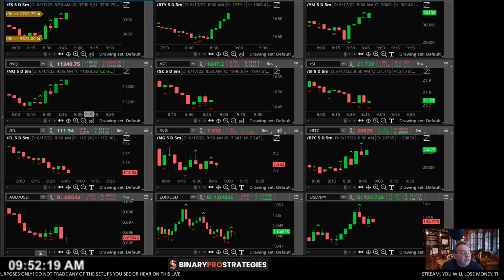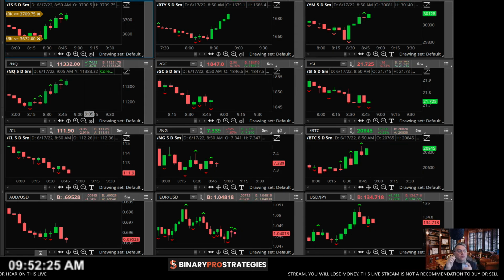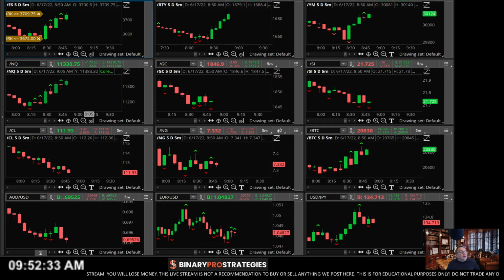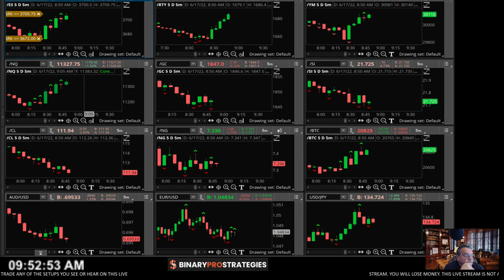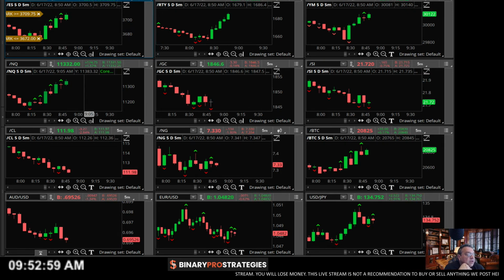Euro US is trying to set up a double. We'll see if that holds. Yeah, the yen, I see that short on the yen. I like this Euro US where we can get a double on it.